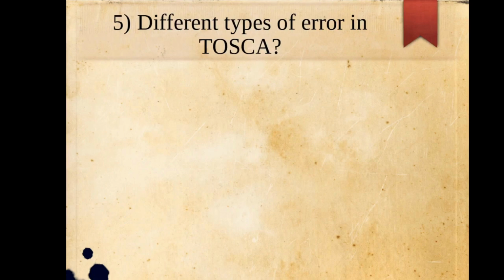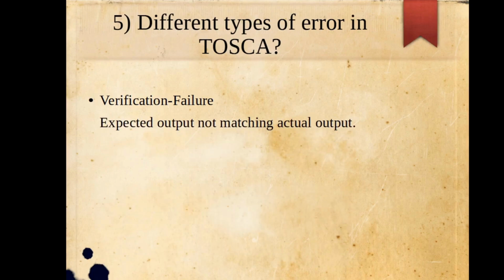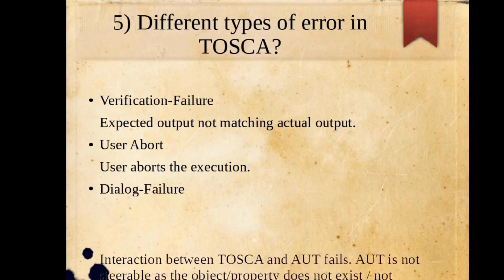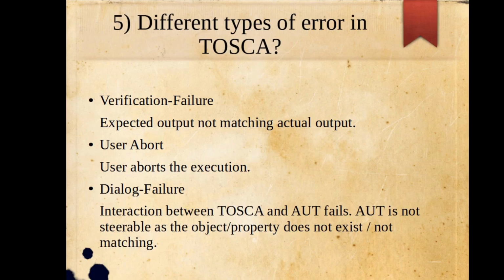Now coming to this question, what are the different types of error in Tosca? We have verification failure, which is the most basic failure of testing, when expected does not meet actual. So expected output not matching actual output. Second is user abort, when user aborts the execution. Now third is dialog failure. This particular failure exists when the interaction between Tosca and application under test fails. Anything which is not steerable, when it is trying to steer that application, it does not exist or it is not matching, that time we get dialog failure.